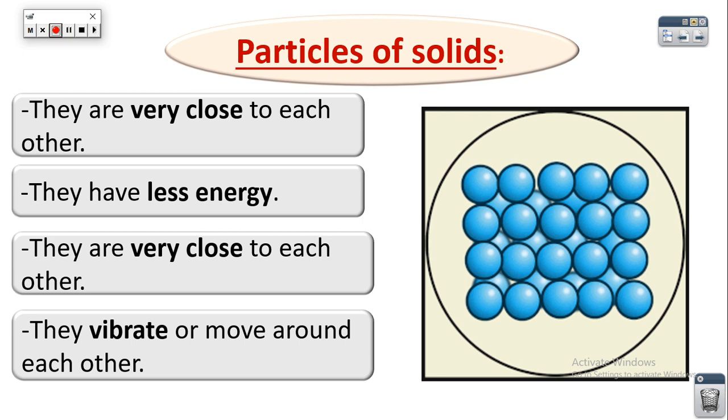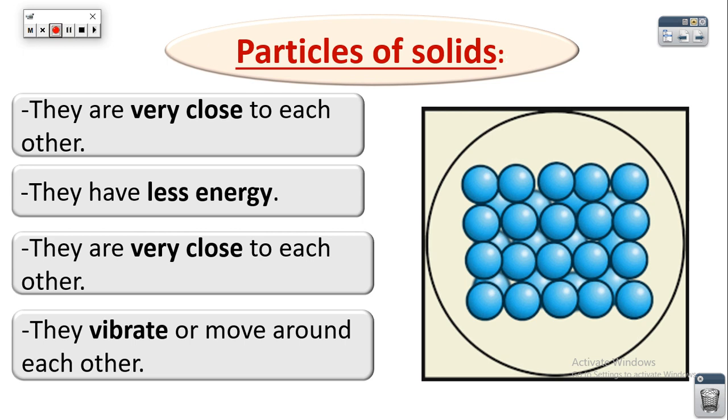In Lesson 1 we talked about matter, and we said that matter is anything that has volume and mass. And we learned that matter has three states: solid, liquid and gas. Solids have definite shape and definite volume, liquids have indefinite shape but definite volume, and gases have indefinite shape and indefinite volume.